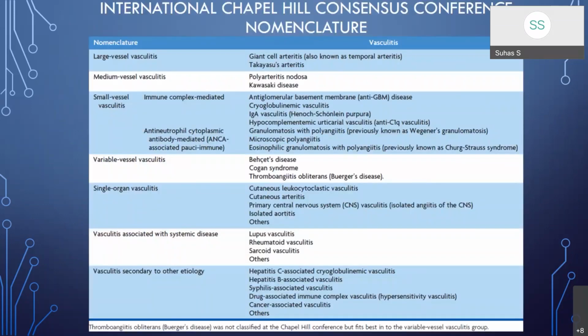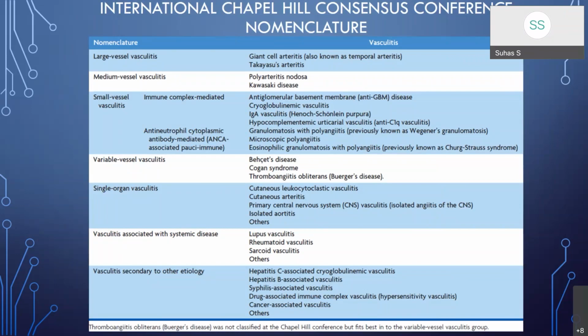Coming to the classification of vasculitis, the first international Chapel Hill consensus was held in 1994. This gave basic definitions and diagnostic criteria for the most commonly occurring vasculitis. It was revised again in 2012, and this is the latest classification after the 2012 conference. The first class is large vessel vasculitis, with giant cell arteritis and Takayasu arteritis. The second class is medium vessel vasculitis, that is polyarteritis nodosa and Kawasaki disease.